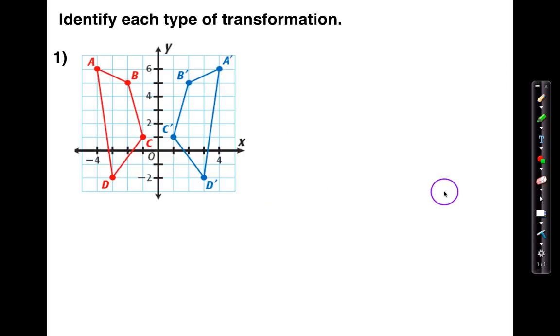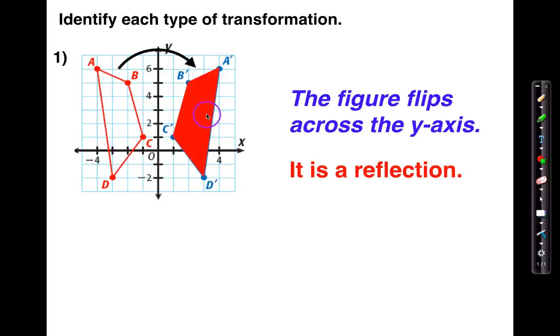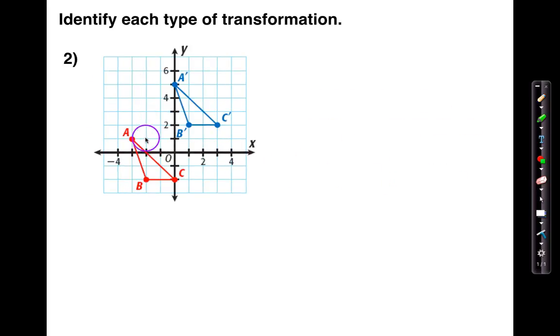So here, let's take a look at some examples. It says to identify each type of transformation. Looking at the red figure in comparison to the blue figure here, you're going to notice that it was flipped over. And for that reason, since it is being flipped over the y-axis, it is called a reflection. Number two, look again here, this is our image and this is our pre-image. What happened? Well, this image got translated to this one.